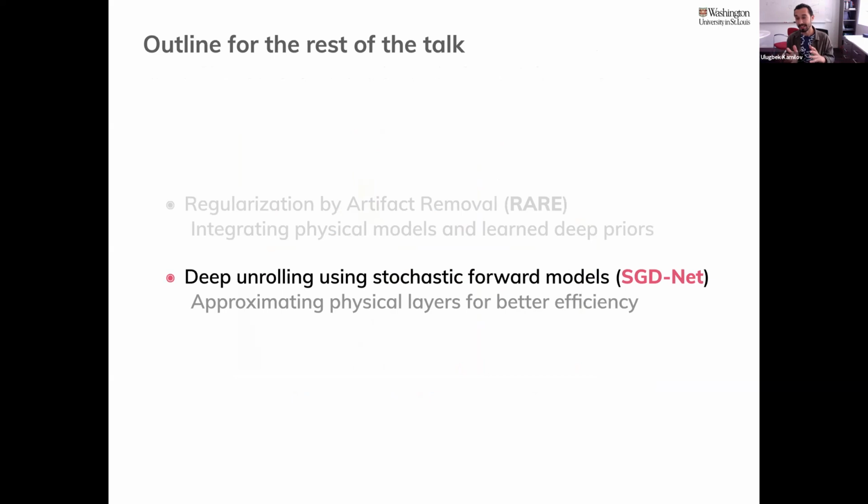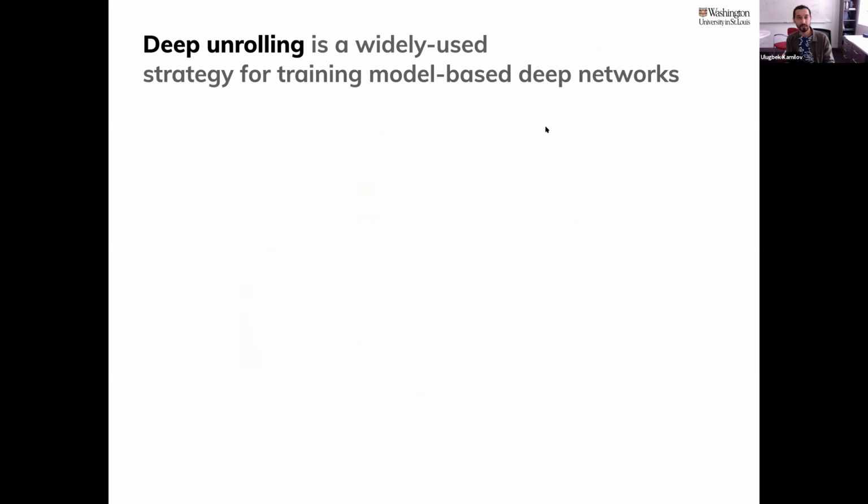And I want to use the next 10 minutes to just talk briefly about deep unrolling, which is very related to the first part, but has been, I think, much more extensively used in the context of inverse problems. Even the talk before, I saw that it was essentially based on designing a model-based neural network by unrolling iterations and training end-to-end. All right, so deep unrolling or deep unfolding is very widely used, right?